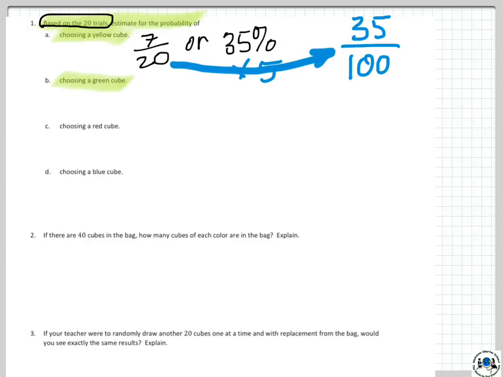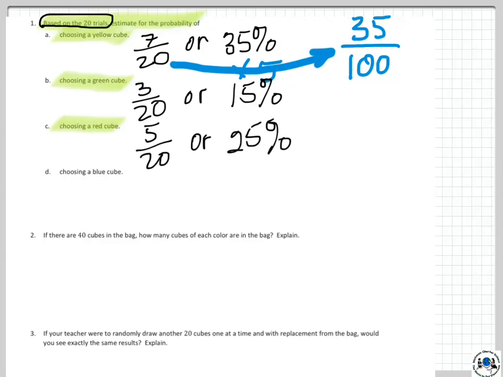All right, now choosing a green cube. What is the probability, and again, these are all estimates based on that trial? That was 3 out of 20, or 15%. You can see that 3 times 5 is 15, so 15%, or 3 out of 20. A red cube was 5 out of 20, or 25%. And a blue cube, the same, 5 out of 20, or 25%. Now, all of these probabilities are based on that second trial.